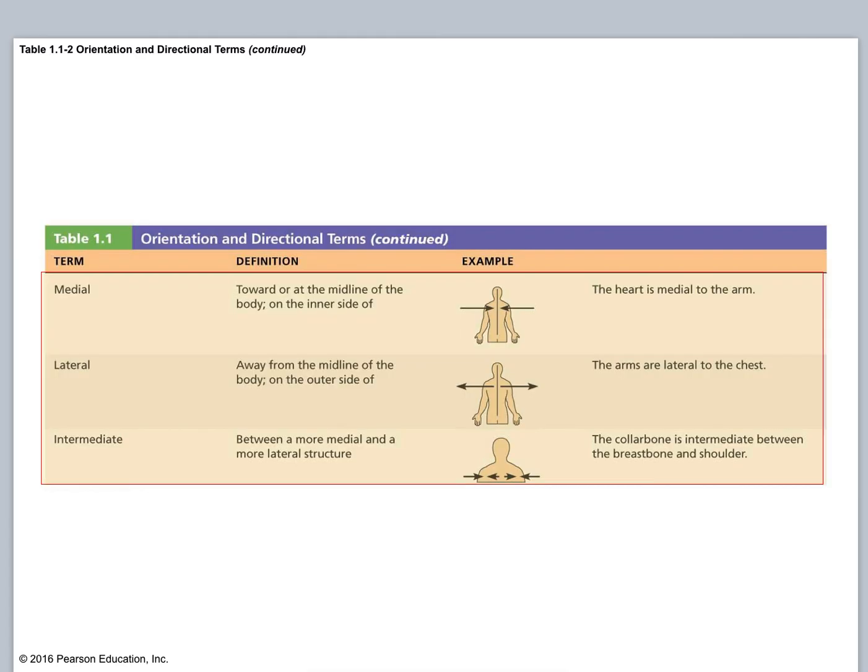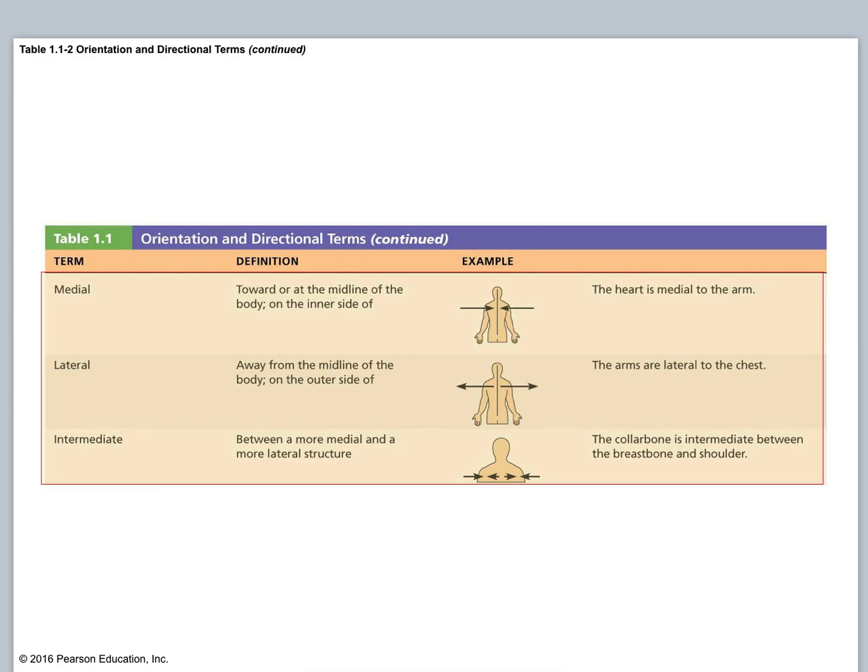Other terms are medial, lateral, and intermediate. Medial is toward the midline of the body. Lateral is away from the midline of the body. Examples: the heart is medial to the arm. That means the heart is toward the midline from the arm. The arms are lateral to the heart. Arms are lateral, they're away from the midline compared to the heart.